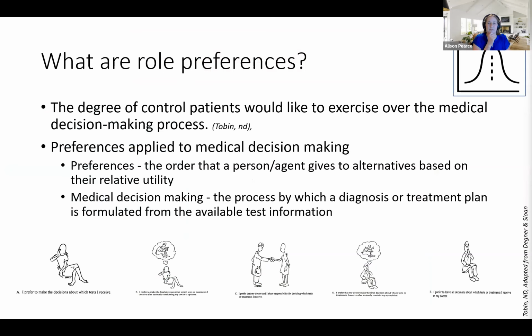So I won't go through the definitions because we've had some definitions of what role preferences are. And in fact, I was going to say that I've really used the Degner and Sloan idea of preferences being on a continuum in my thinking as well. So everything from I prefer to make my own decisions to I prefer to leave all the decisions to my doctor, and then shared or semi-shared in between those.